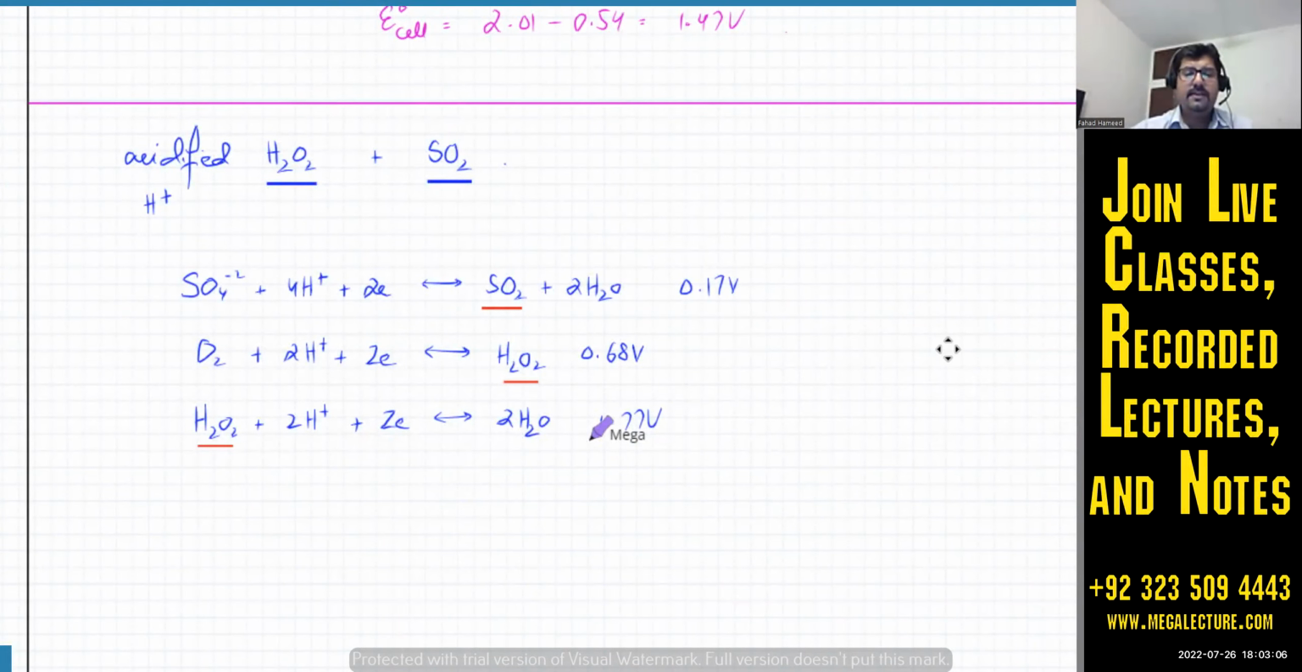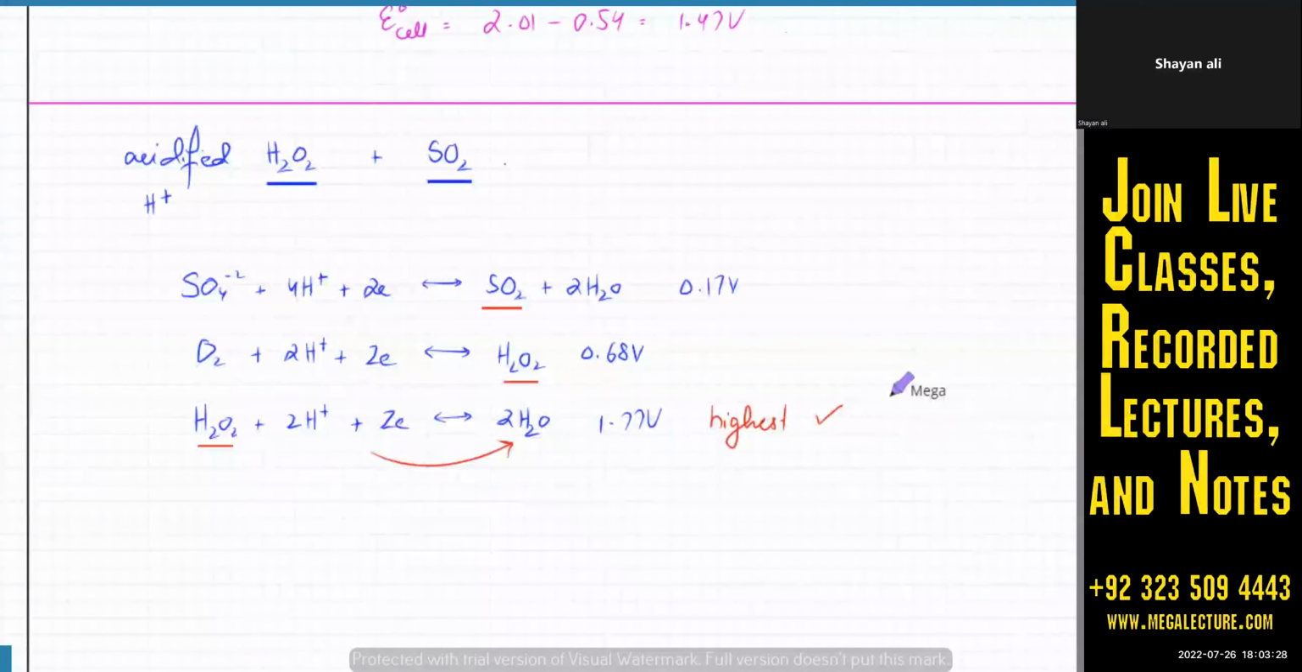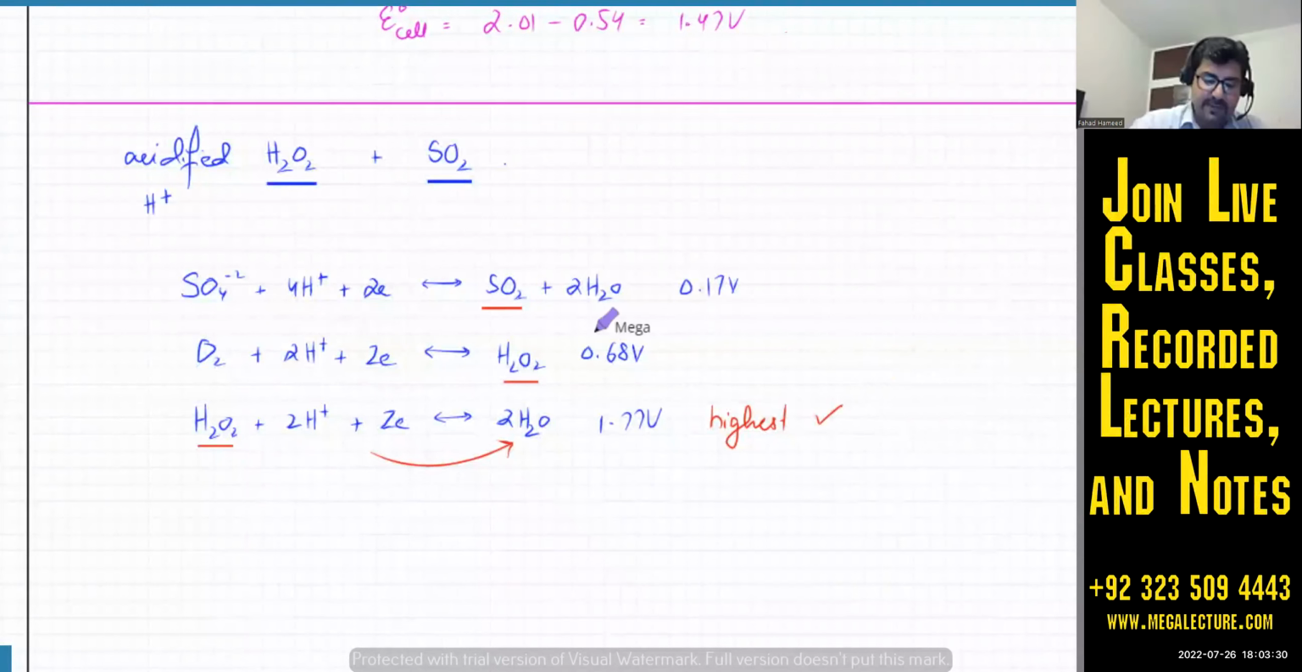So who's the one that's going to gain electrons? Who's got the highest potential? The highest potential is the last one. That's my highest potential, and that's the one that's going to gain electrons. There's nothing wrong with it, because I do have H2O2 and it's acidified as well, so I've got this acid over here too. I figured out who's going to gain electrons.